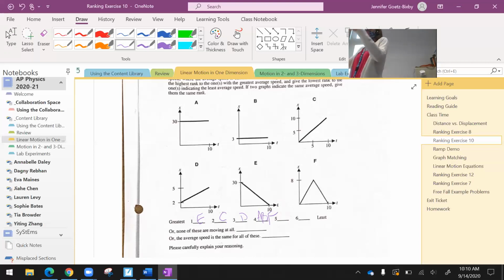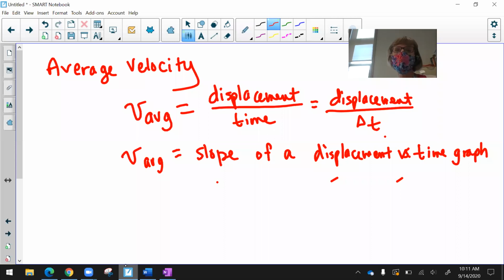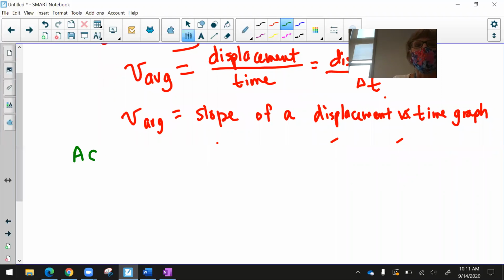So, what happens now if my velocity is changing? What do I have in addition if my velocity is changing? Annabelle? I have an acceleration, okay? So if the slope of a distance versus time graph is average velocity, where do you think I'm going to find acceleration? You got a guess? Let's leave it there for the moment.